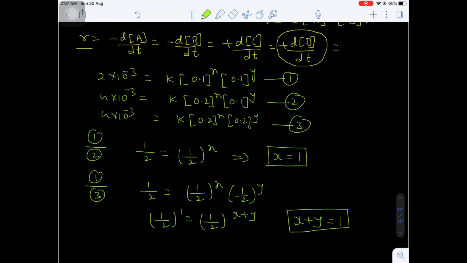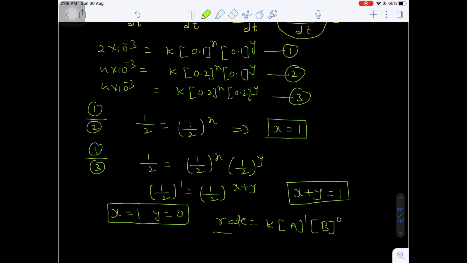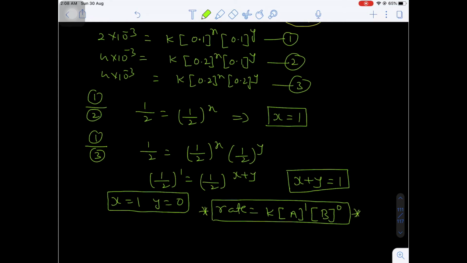So 2 unknowns, 2 equations, we can solve. So from here x value 1 and y value 0. That means order with respect to reactant A will be first order, and with respect to reactant B will be 0 order. So rate law expression will be K times the concentration of A to the power 1 and concentration of B to the power 0. So this is the first question. Are you getting my point?